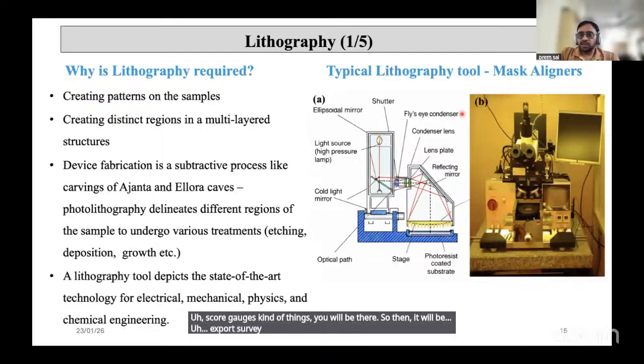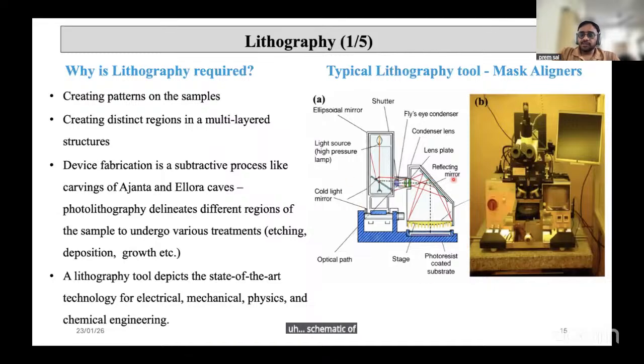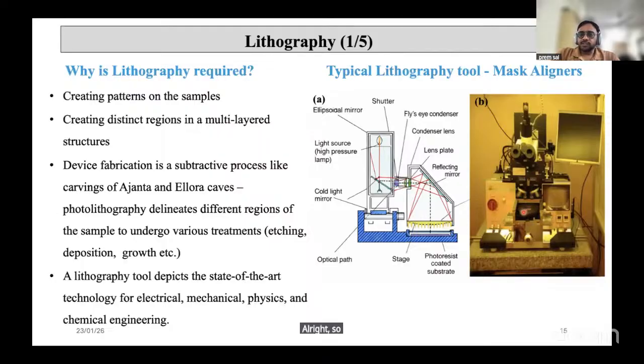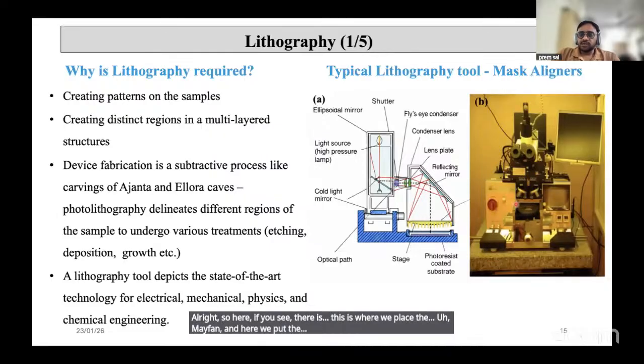So this is just a typical schematic of the mask aligners. Okay, but industry, they go for different tools, that is projection, that I will show later. So here, if you see, this is where we place the wafer, and here we put the mask. Okay, so I will show what the mask is. And so basically, you have a UV lamp.